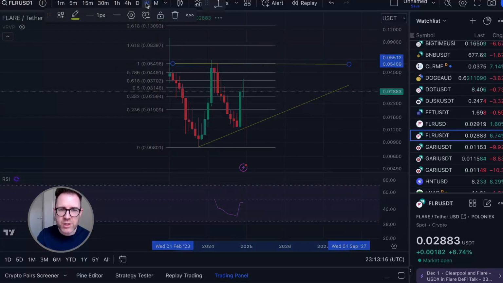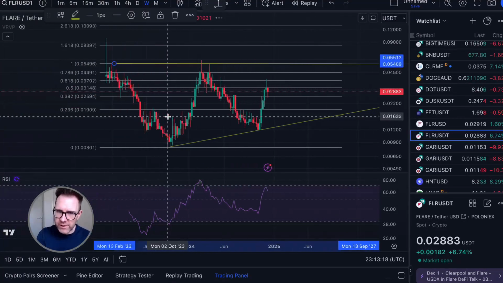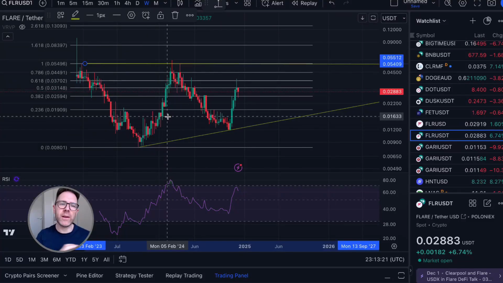So I'll be bullish for Flare, not because of its fundamentals, but mainly because of its technicals and everything else going up at the same time.